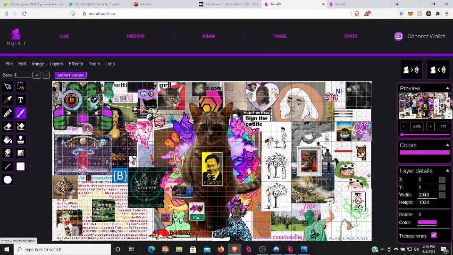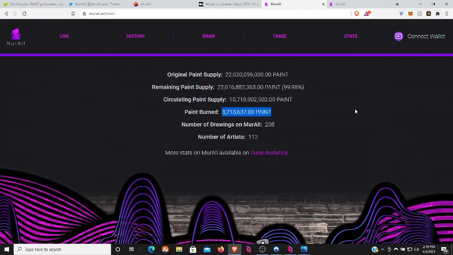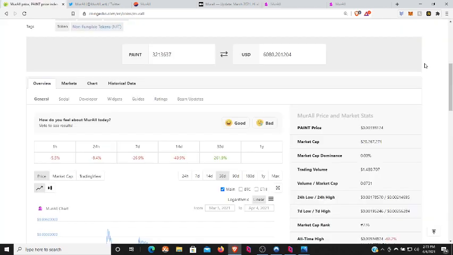Here we have the interface. Everything that is drawn on here is stored on the blockchain, which is pretty cool, instead of a centralized server like Rari, for example. Pulling up the stats, we can see how much paint has been currently burned, how many drawings are currently in the gallery, and how many artists are contributing.